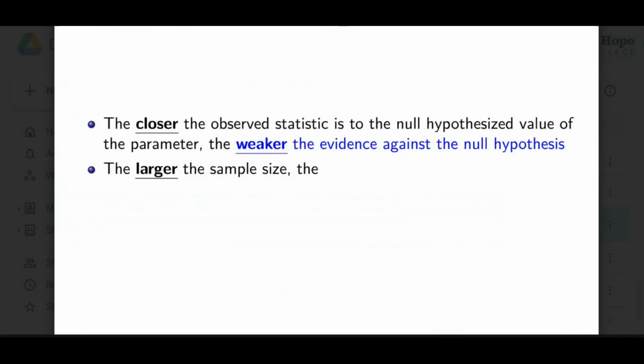Again, if you don't like this phrasing, you can learn it in the opposite way. You can say the larger or the more distant the observed statistic is from the null hypothesized value, the stronger the evidence. You can learn it positively as well. It's up to you.